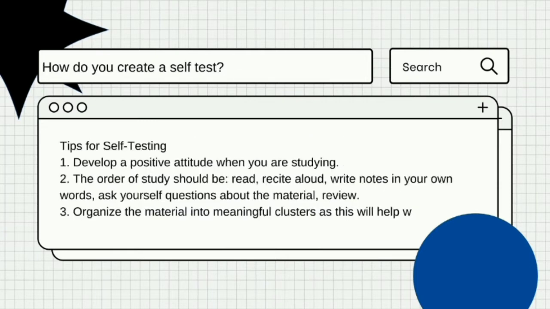How do you create a self-test? Tips for self-testing: develop a positive attitude when you are studying. The order of study should be read, recite aloud, write notes in your own words, ask yourself questions about the material, review. Organize the material into meaningful clusters, as this will help you.